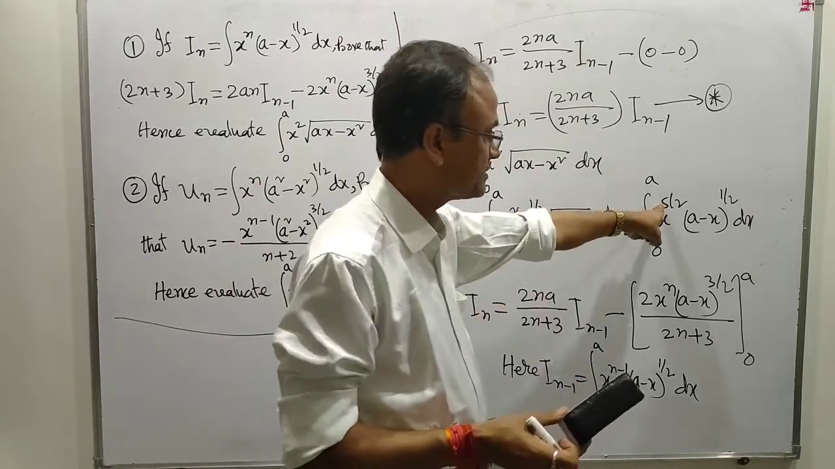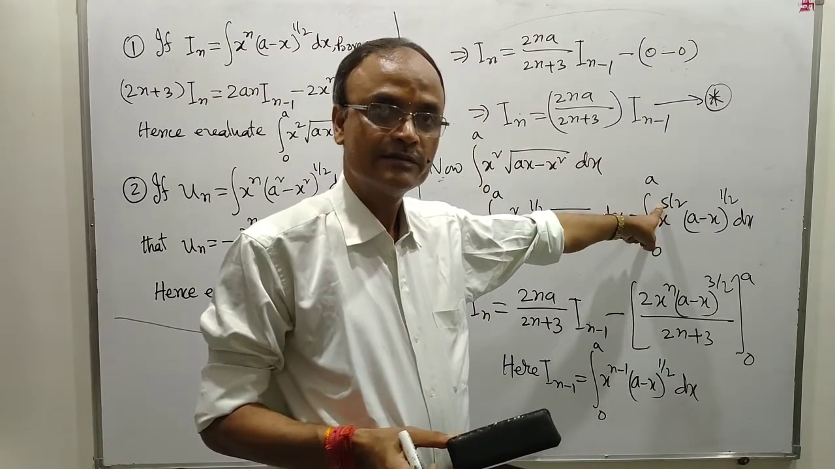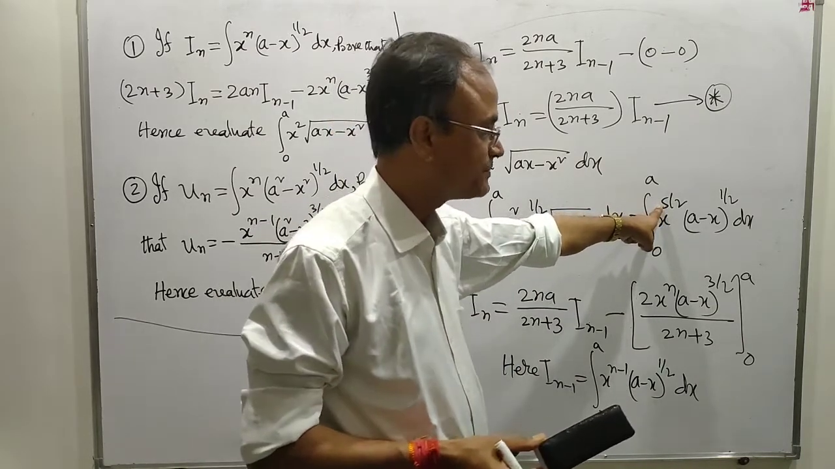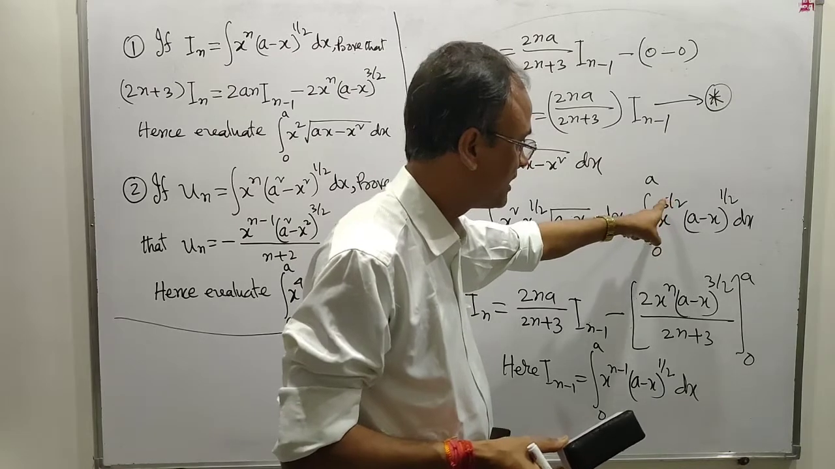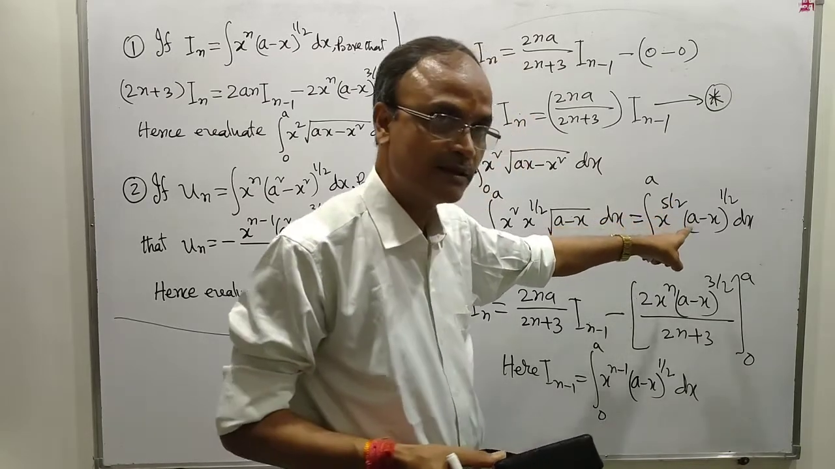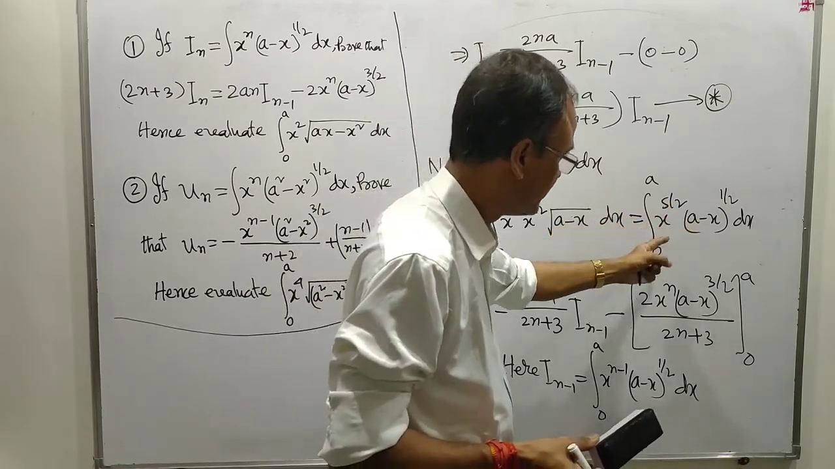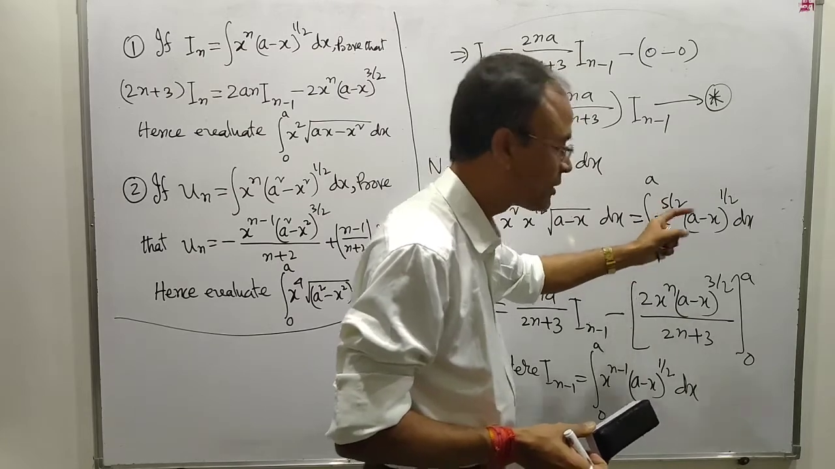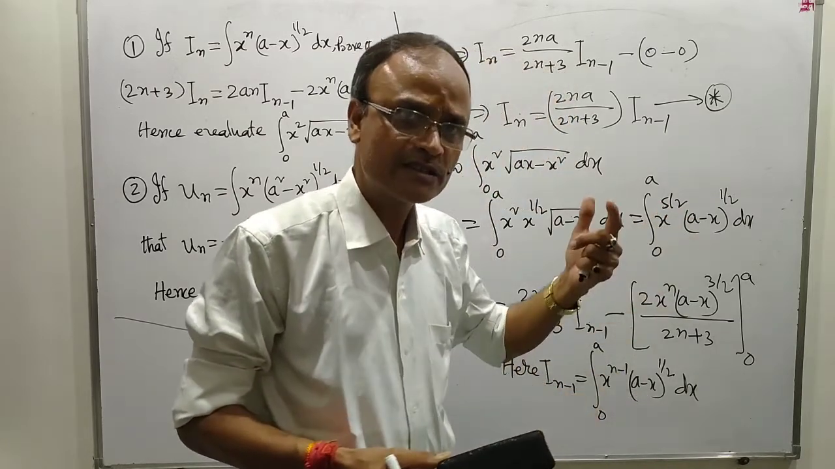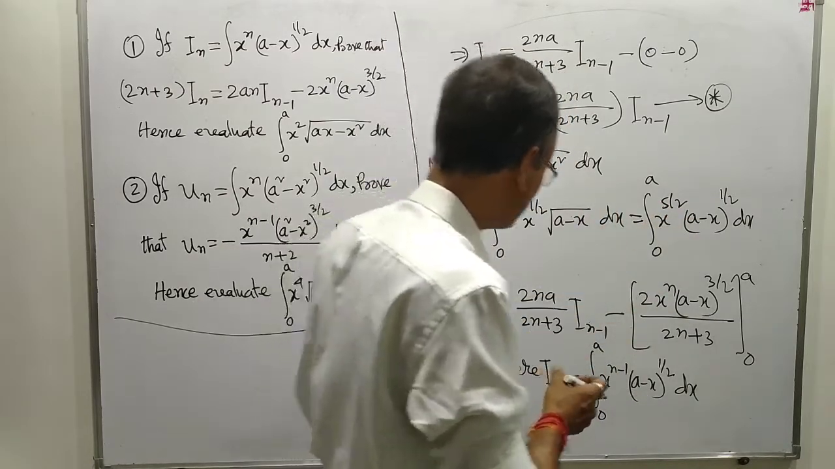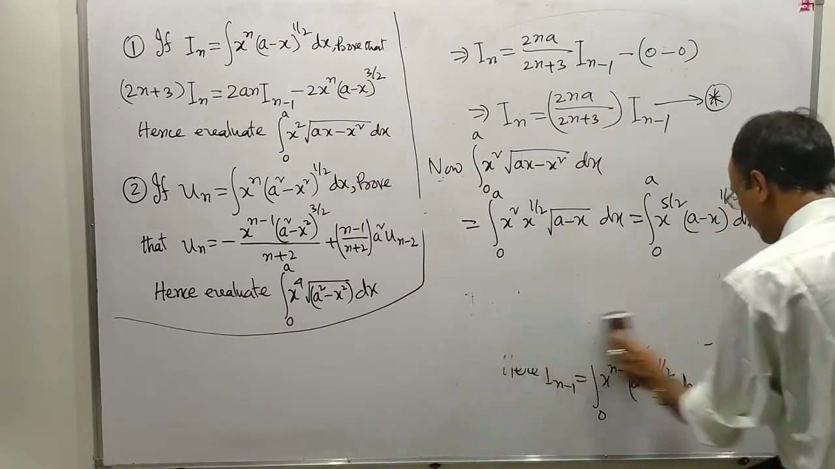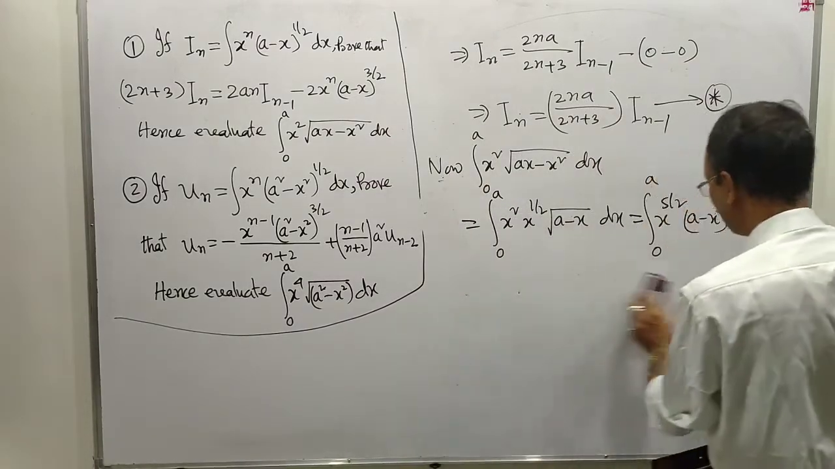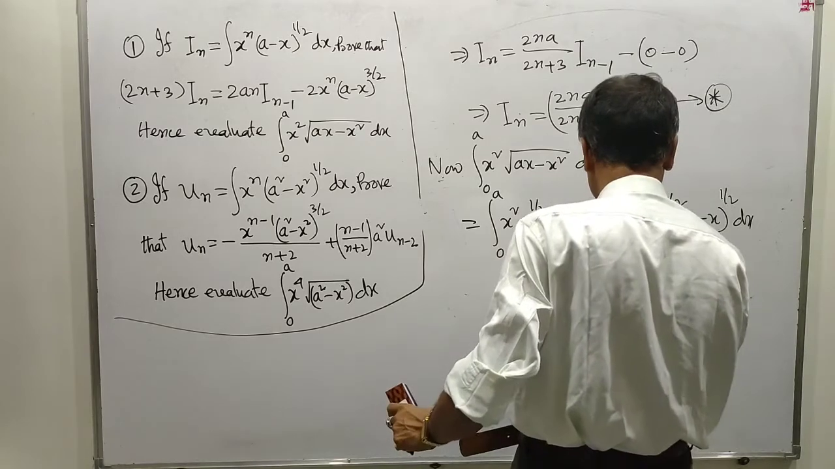In place of n, 5 by 2 is there. It means in place of x to the power n, in this integral, it is x to the power 5 by 2. It will be I5 by 2. This is equal to I5 by 2.